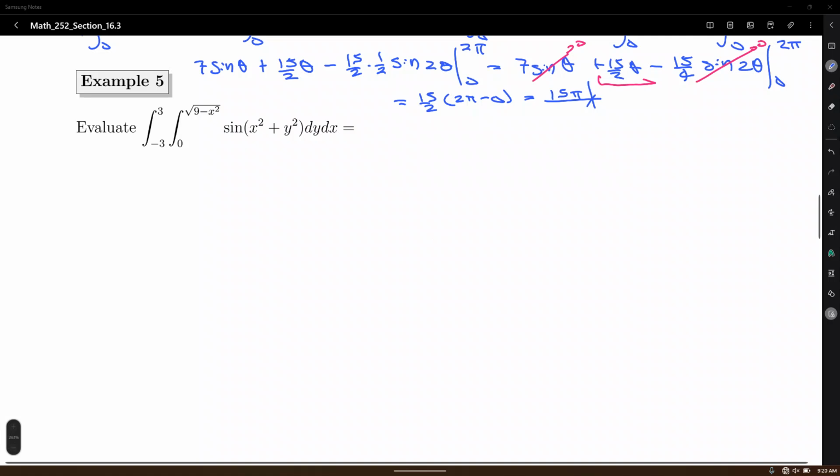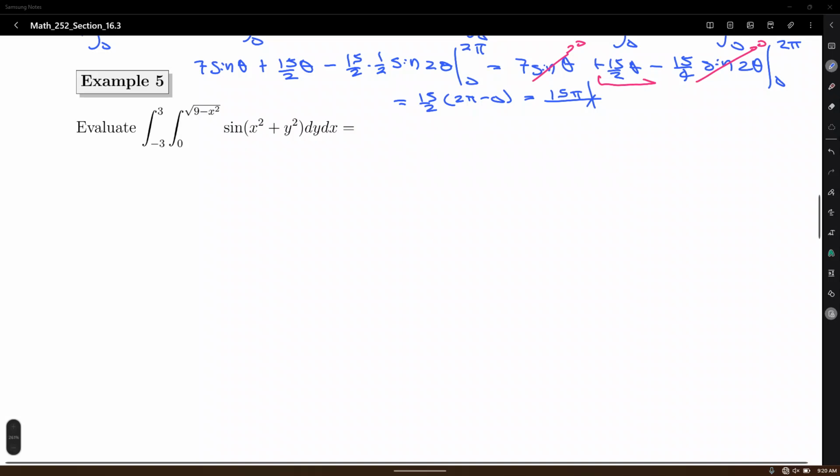So, example number 5, evaluate the integral from -3 to 3 and from 0 to the square root of 9 minus x squared for the function sine of x squared plus y squared dy dx. That's all they're giving us. They're giving us the integral.